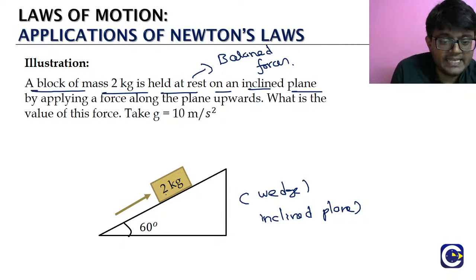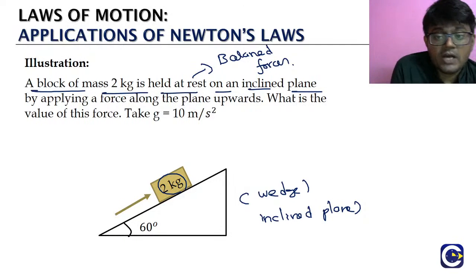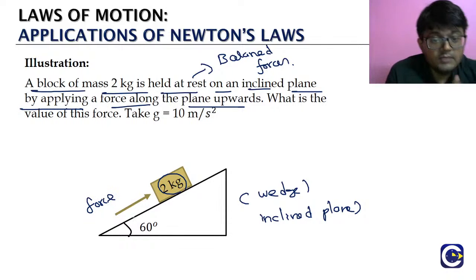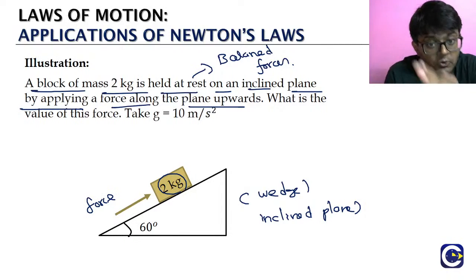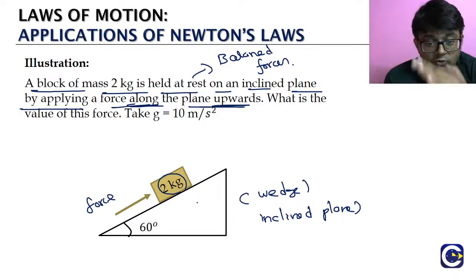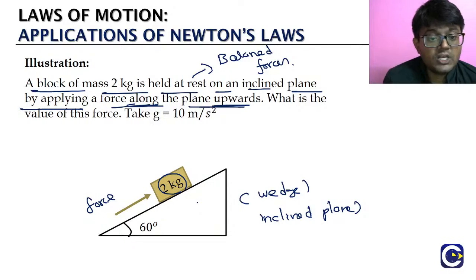This is the inclined plane. It is held at rest on the inclined plane. Where is that 2 kg block? It is on the inclined plane. It is held at rest on an inclined plane by applying a force along the plane upwards. This is the force they are talking about. You are applying a force along the plane upwards, and with that force you are able to balance that block.